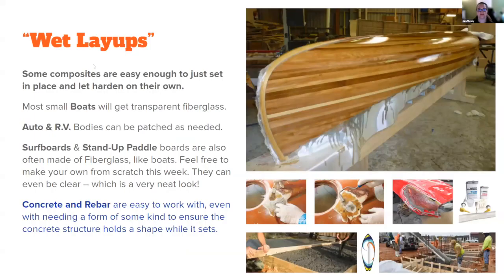and the different methods. So a wet layup is probably one of the more direct ways to create composites. And you're basically just laying the resin and whatever else you may be using down on a surface. That's it. You will potentially build up layers. It can be reinforced or not.